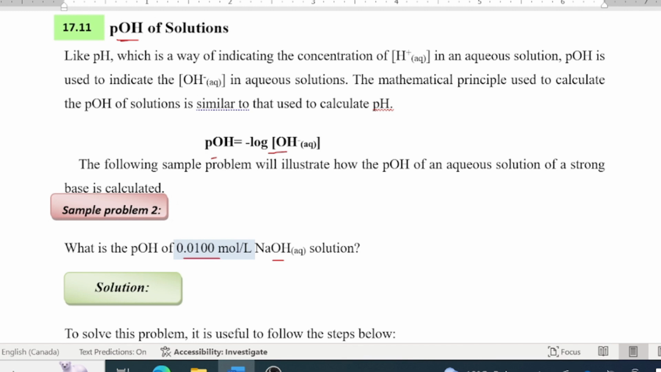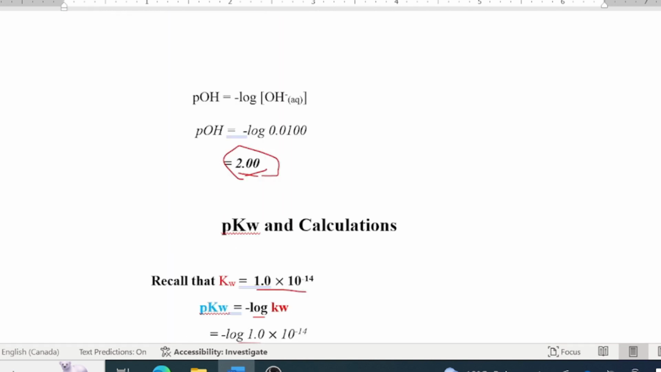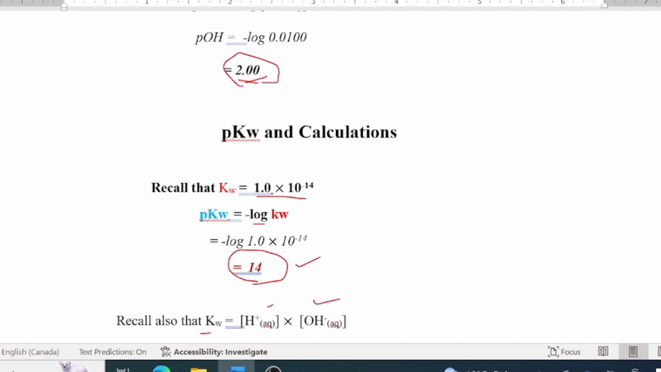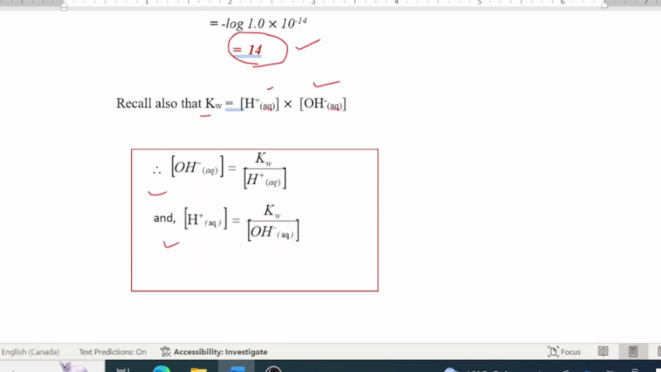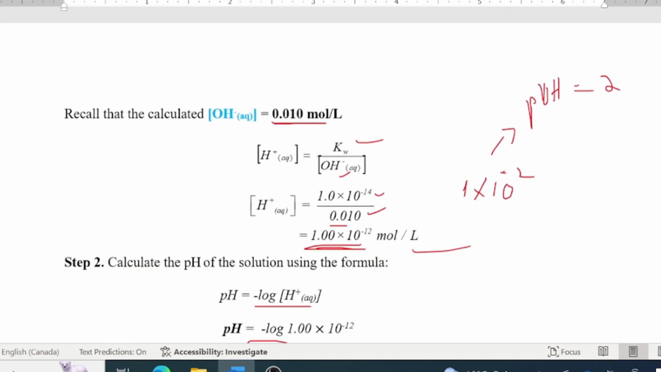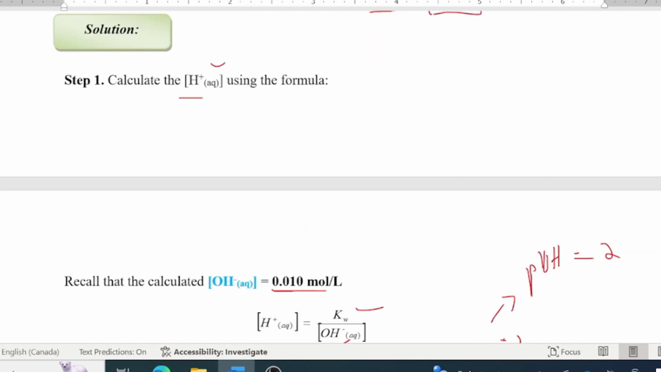pOH of a solution: just like how you do pH, you can do pOH by finding the negative log of the OH ion concentration, and that's it. pKw, you find by finding the negative log of the ionic product of water, and that's what you get here. The problem we're showing you here is that in a certain solution, the OH ion concentration can give you pOH, and the H plus ion concentration can give you pH. And you found that the pOH in this case was 2.